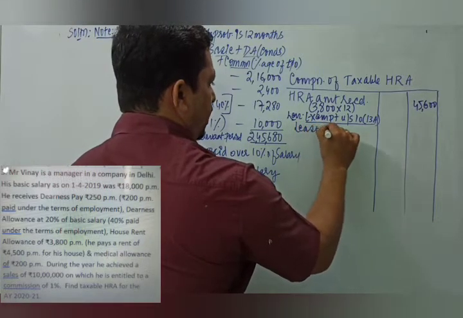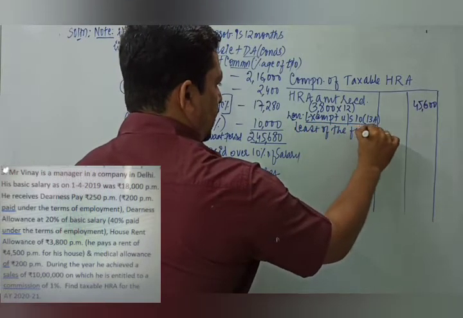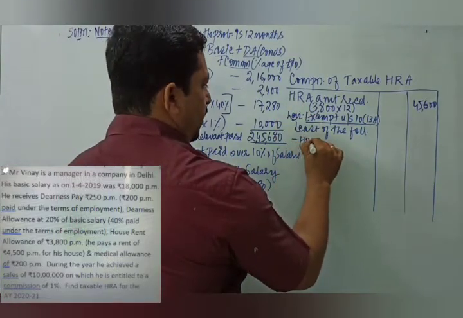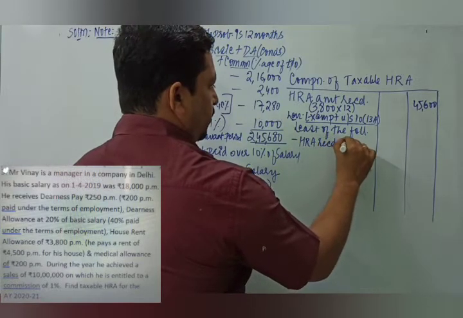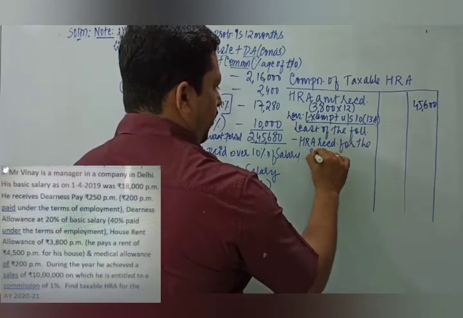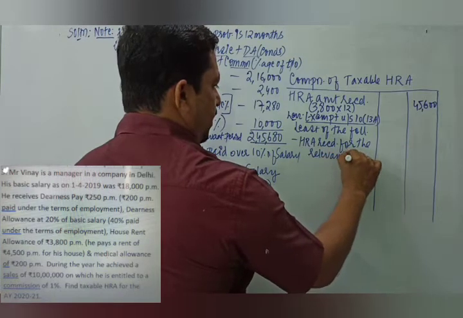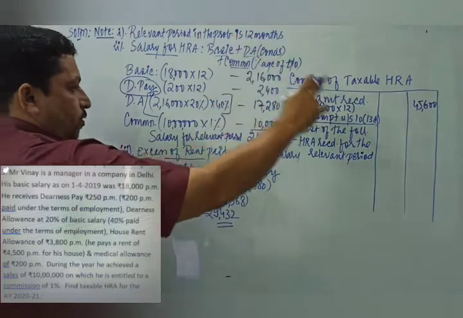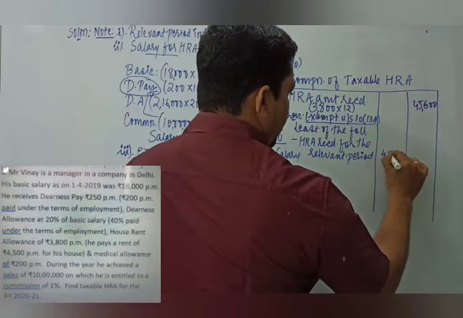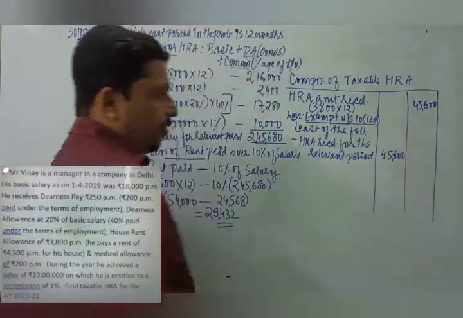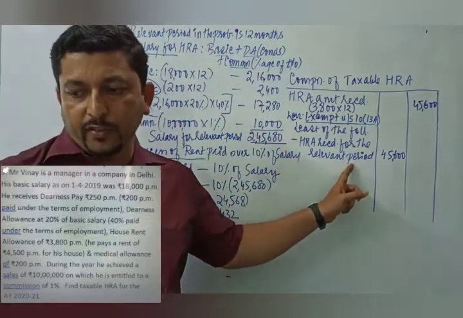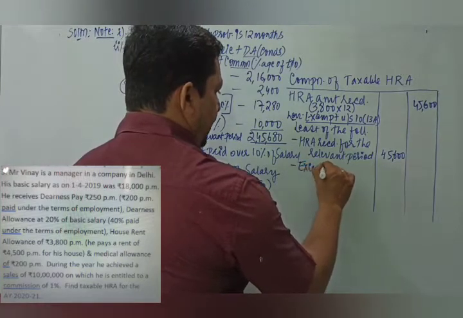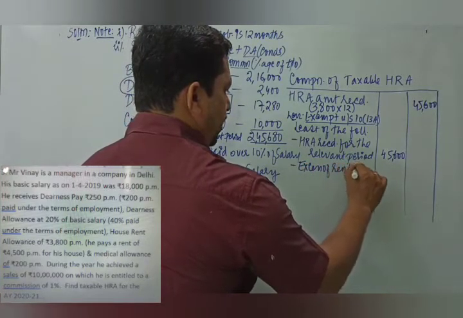Least of the following. So first I can write HRA received for the relevant period. Now in this problem, the relevant period is 12 months. So whatever is the HRA received for the year, that itself will be the HRA for the relevant period. So it will be 45,600.